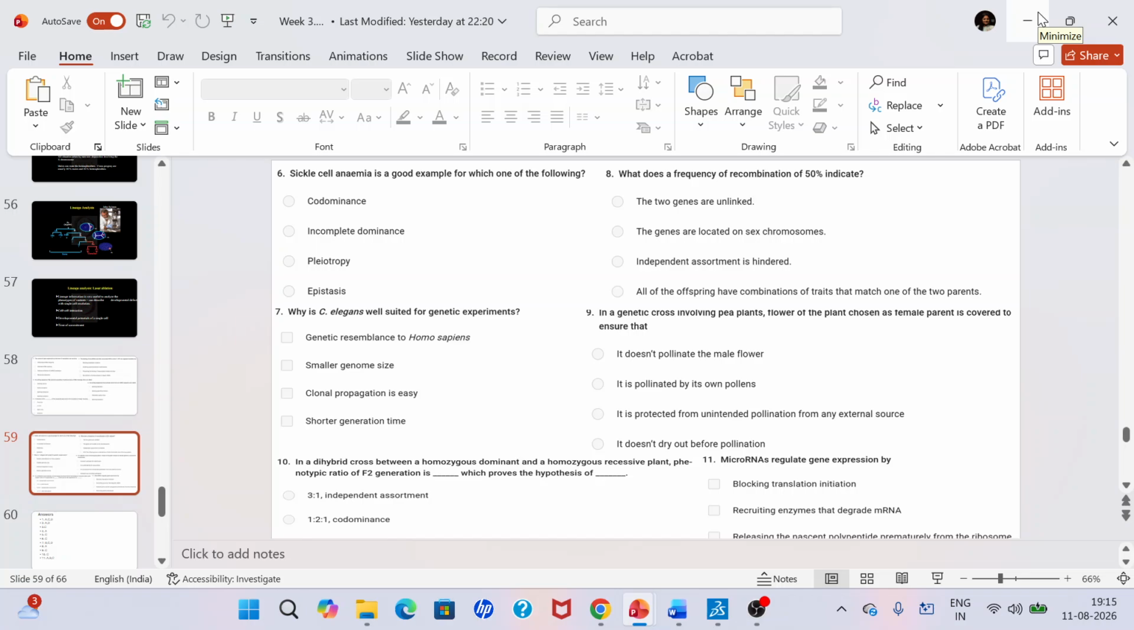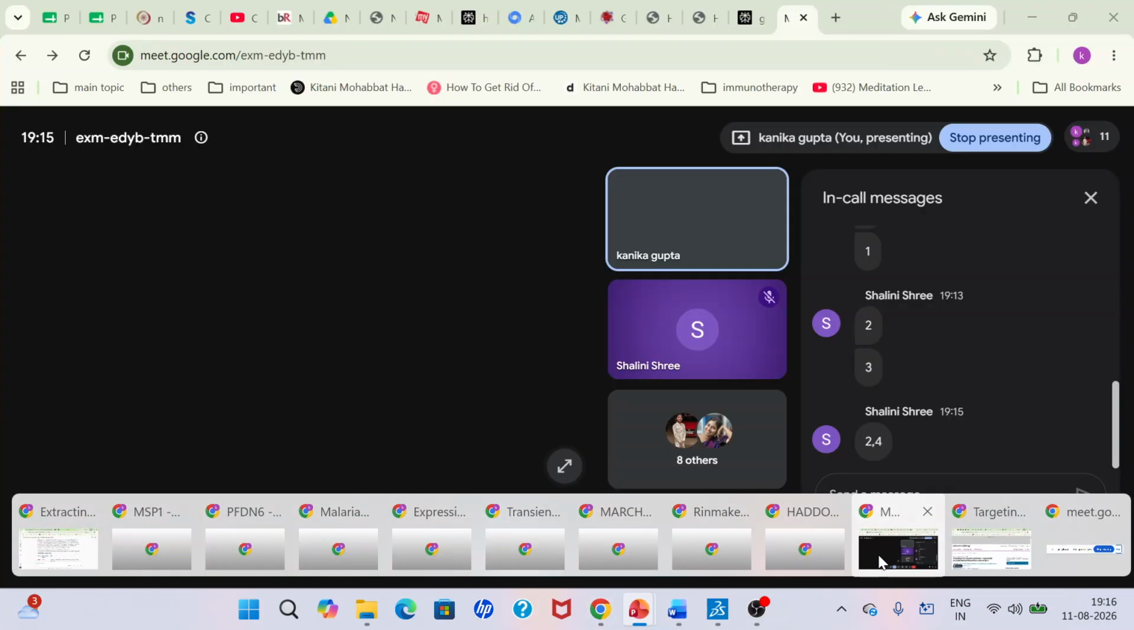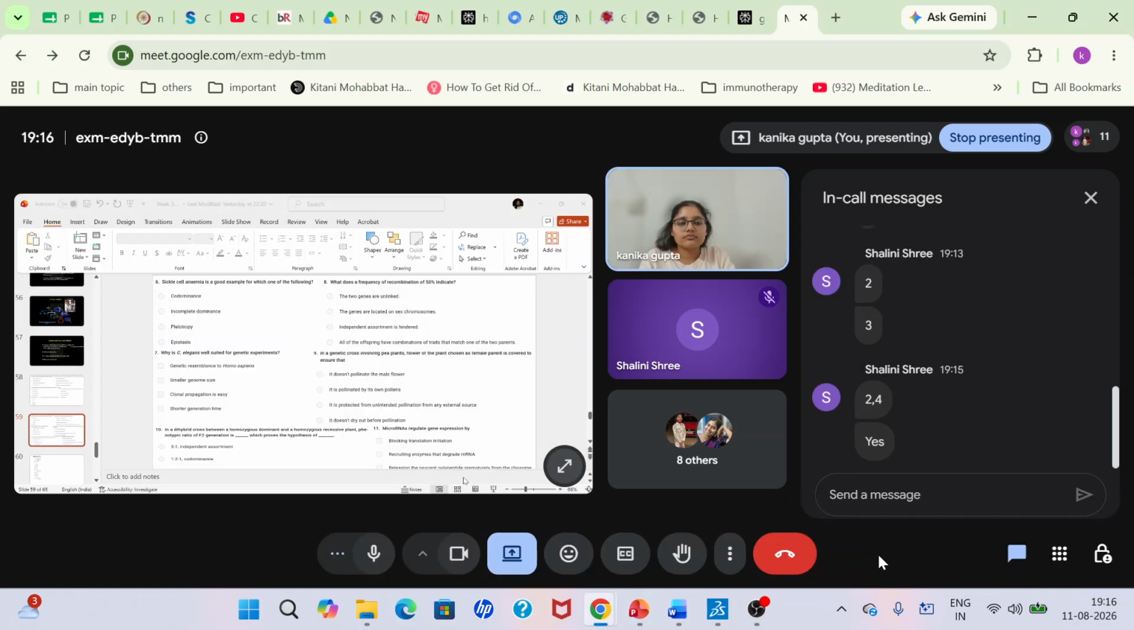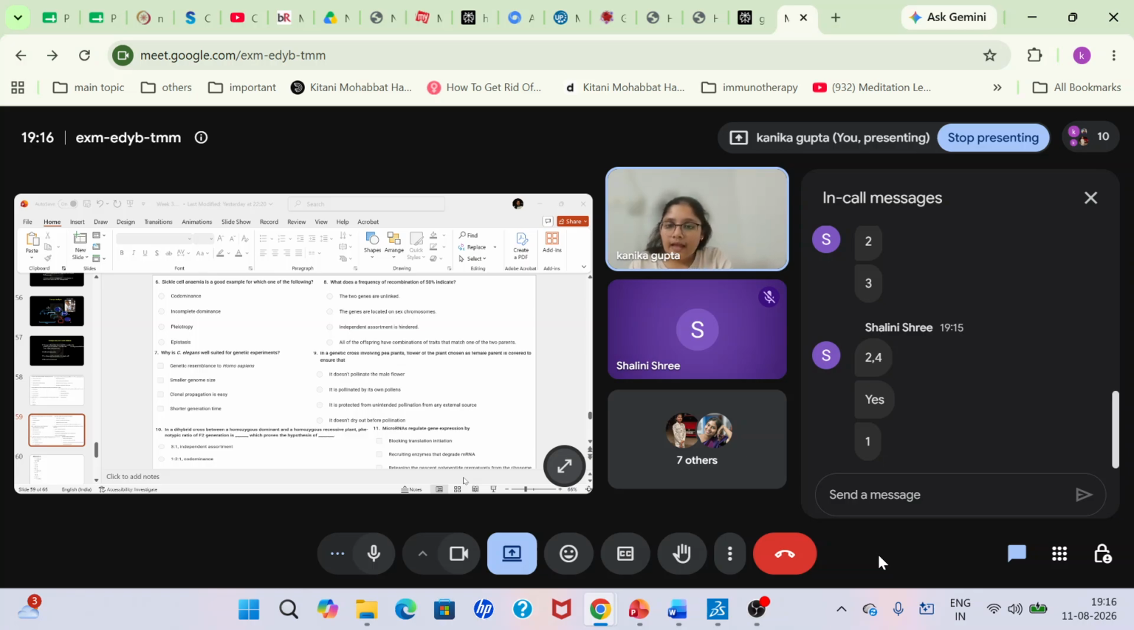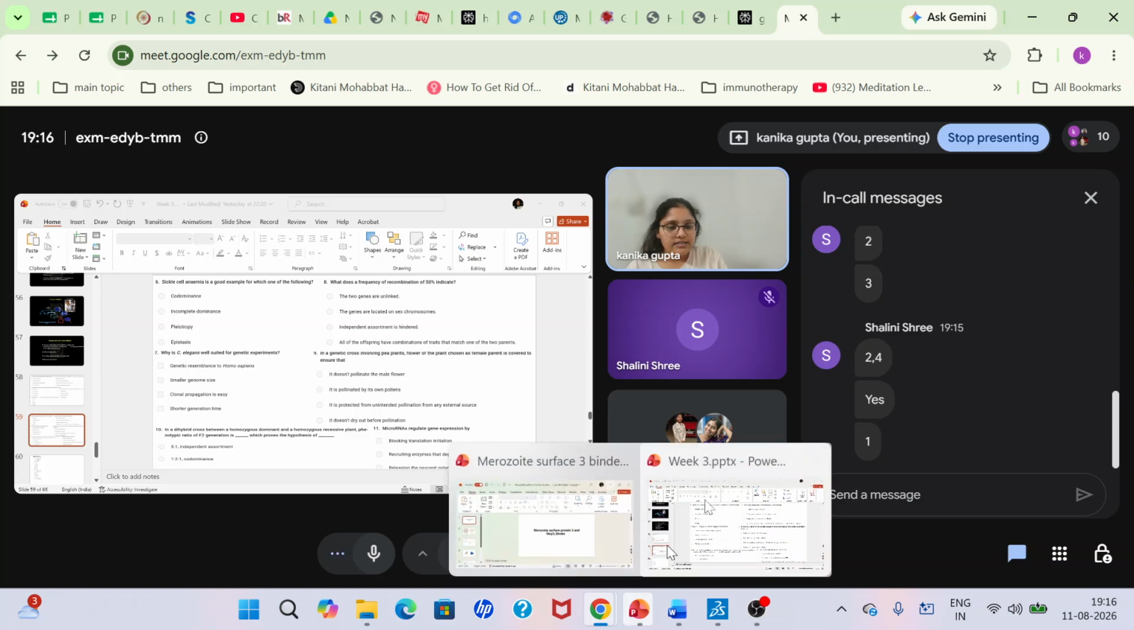Okay. Next question is, what does a frequency of recombination of 50% indicate? Question number 8. What does a frequency of recombination of 50% indicate? Yes, the two genes are unlinked. Okay, the two genes are unlinked.